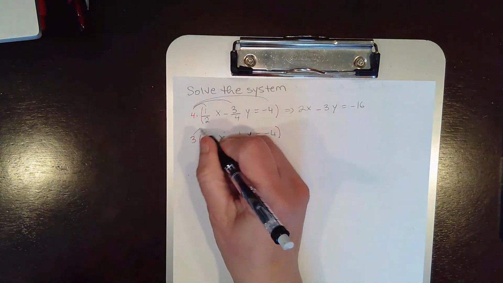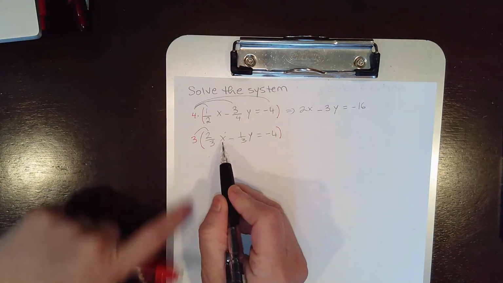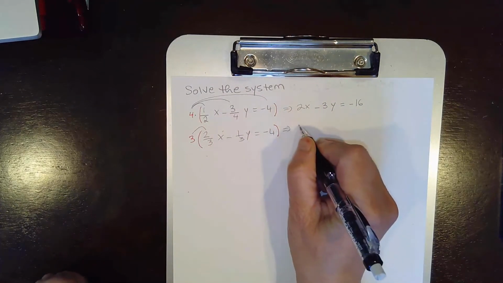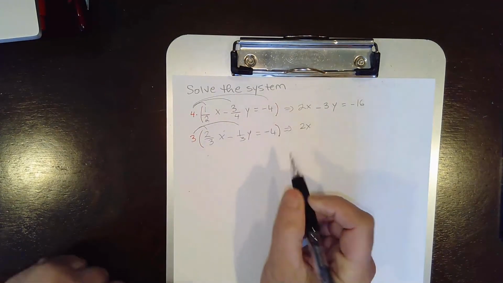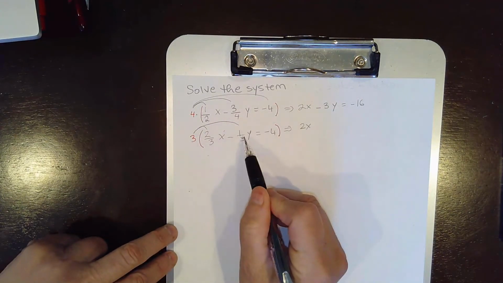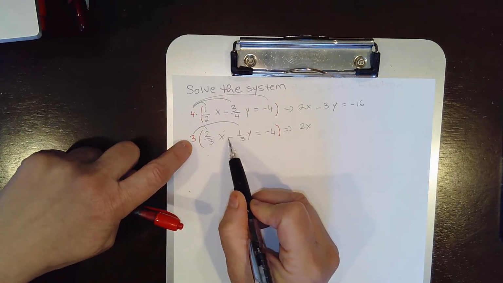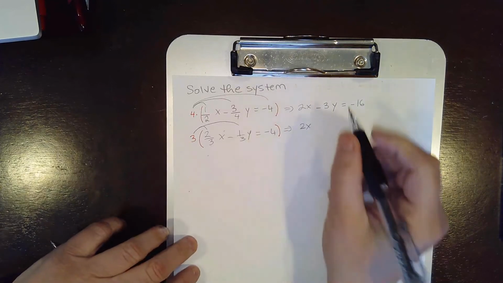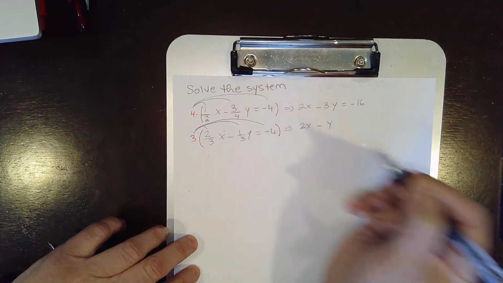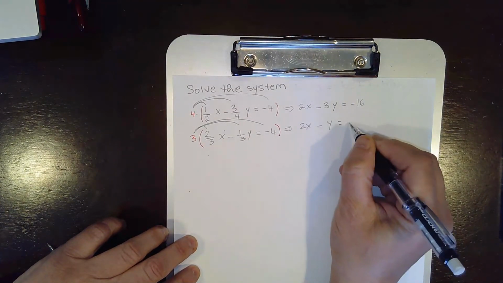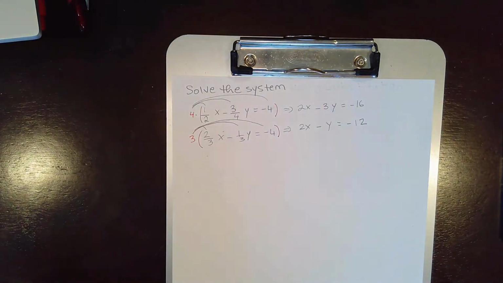If we distribute, the 3 cancels with the 3, and you'll be left with 2 times x, which is 2x. And we do the same thing for the second fraction, 3 times -1/3 y. Again, the 3 cancels with the 3, you're left with -1 times y, or -y. And 3 times -4, that would give me -12. So now we have a system of linear equations without any fraction.